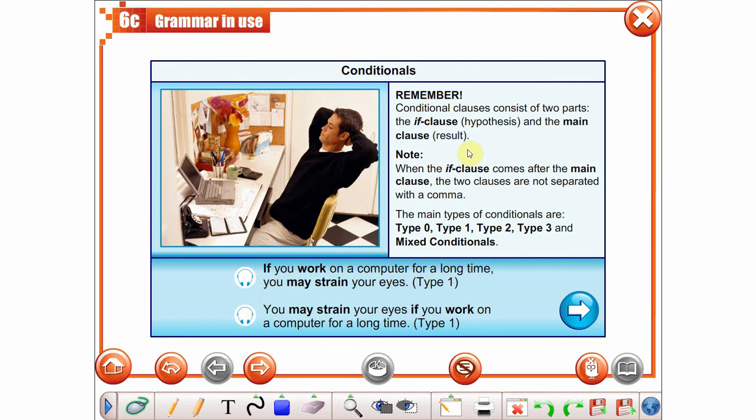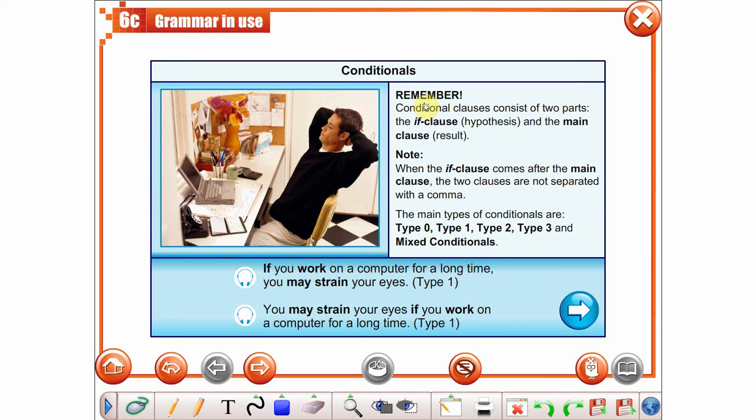This is the grammar lesson for Unit 6. As you can see, we are talking about conditionals. In conditionals, we are talking about if and its conditionals. We have 4 types of if conditionals: the 0 type, the first type, the second type, and the third type. There is also a mixed type, but we will not study it in this lesson.